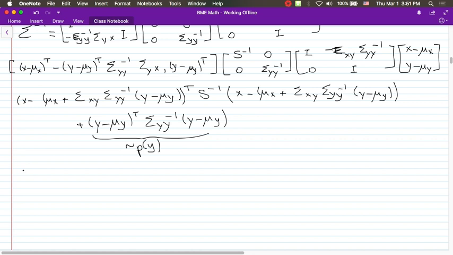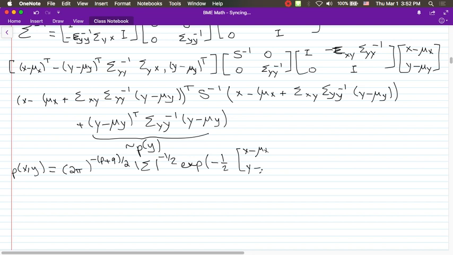So now I can write the joint probability distribution as 2 pi to the minus p plus q divided by 2 times the determinant of the variance-covariance, square root of that, times the exponential of minus 1/2, x minus its mean, y minus its mean, transpose, times the variance-covariance inverted, x minus its mean, y minus its mean. Okay, so this is our joint probability distribution.